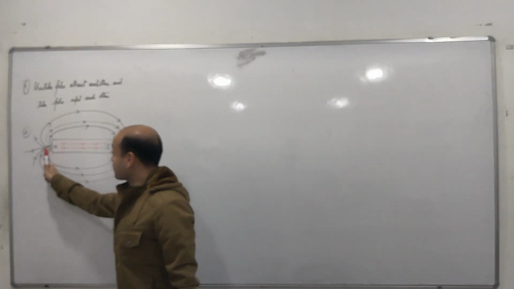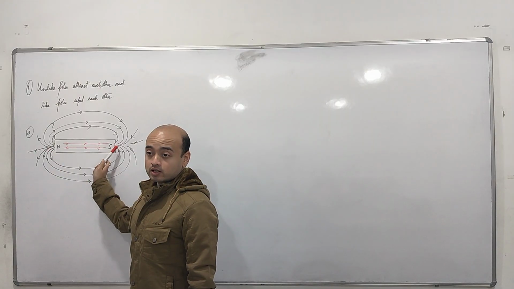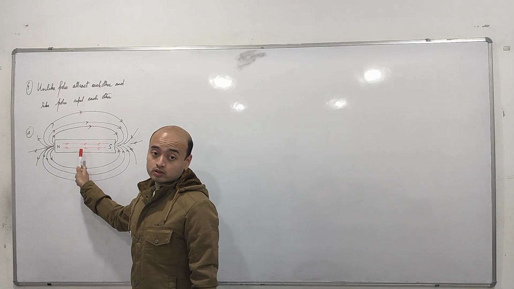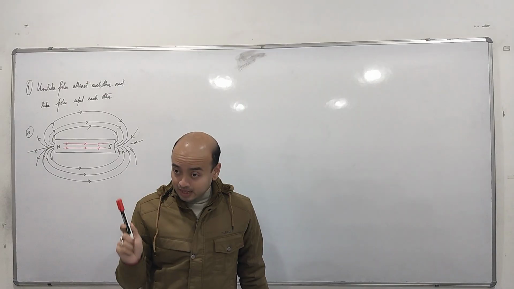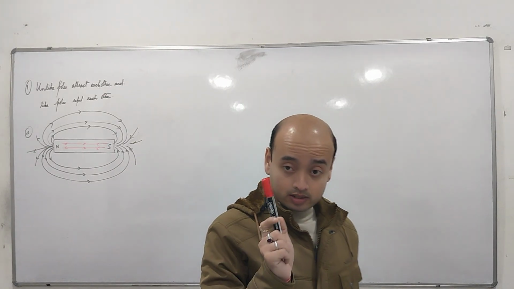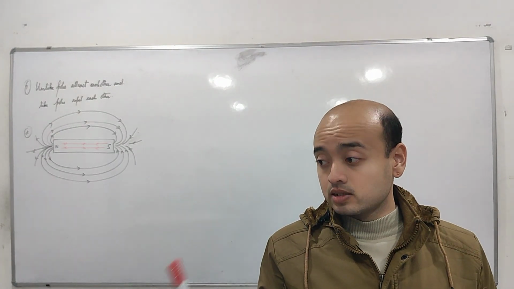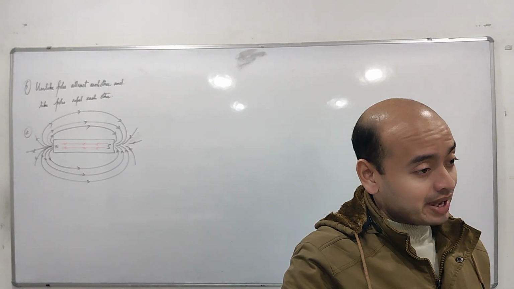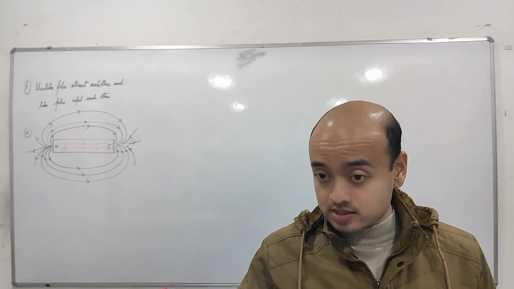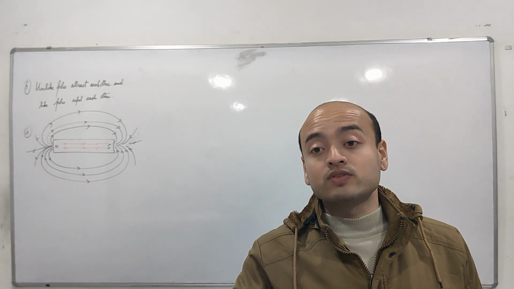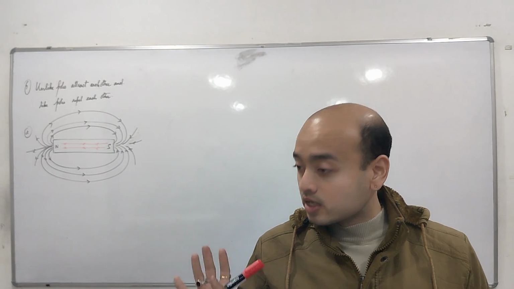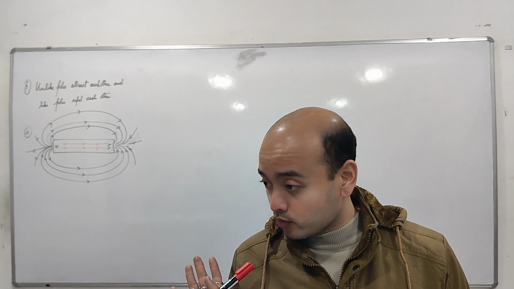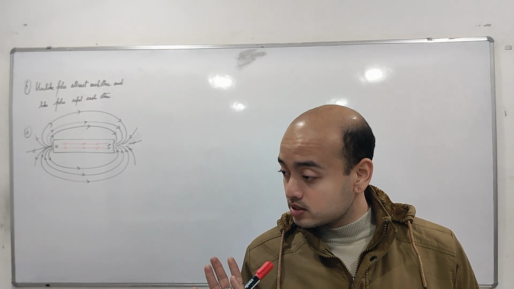See, the fields are very concentrated, right? Here also, and inside the magnet also, the lines are very concentrated. That means inside the magnet and at the poles of the magnet, the magnetic attraction is the highest. As you move away from the magnet, the density of the lines decreases, as well as the strength of the magnetic pull decreases. That is what number 9 means. Okay, point number 9.